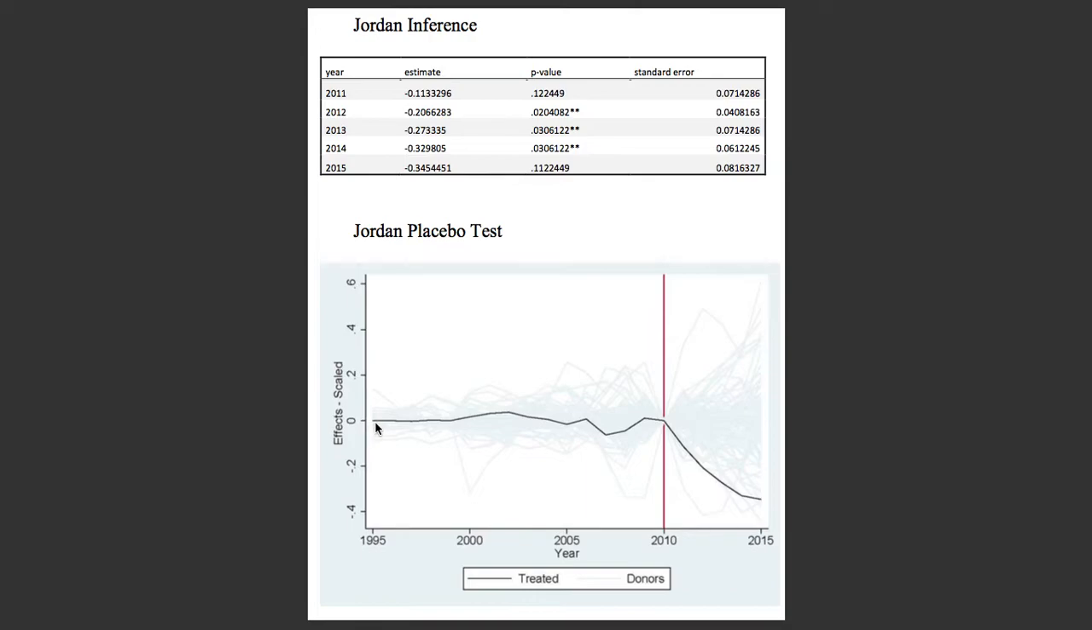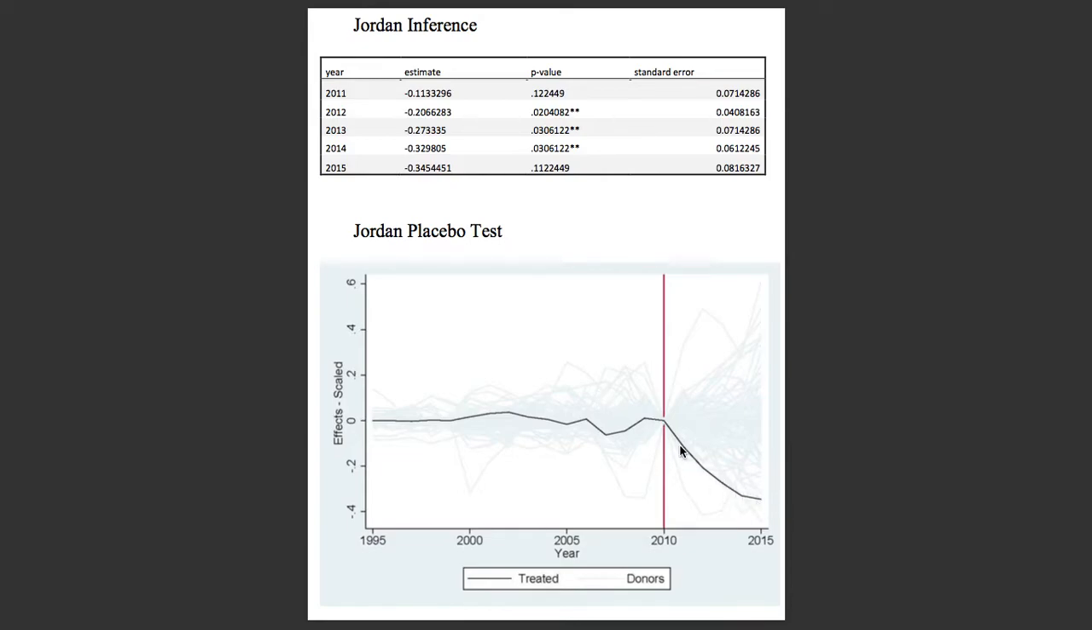Here is the goodness of fit before the treatment for Jordan, this dark line here. All these shaded lines behind are the goodness of fit for the non-treated countries. So, for example, there's a synthetic Panama in here, as well as a synthetic Senegal, as well as all these other countries that did not receive weight. This is the distribution of what would have happened after 2010 for my untreated units, and this is where Jordan is on that distribution.